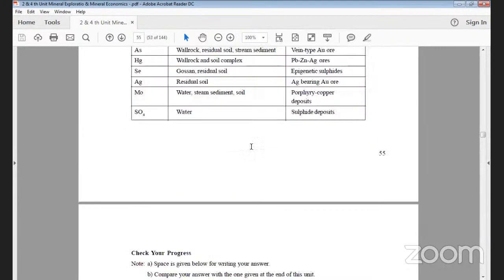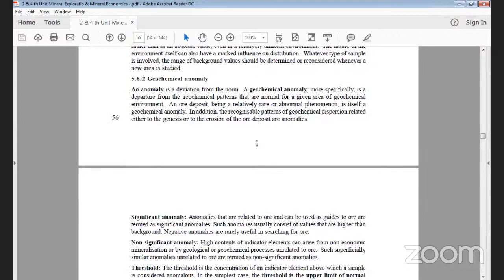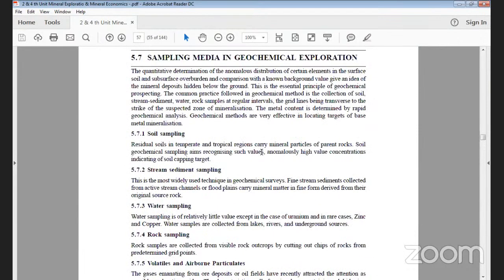That is all what we have seen. Geochemical normal background values we have also discussed, and geochemical anomaly also. Here there are various sampling media we will collect for geochemical exploration. The quantitative determination of the anomalous distribution of certain elements in the surface soil and subsurface overburden, and comparison with a known background value, gives an idea of mineral deposits hidden below the ground. It is an essential principle for geochemical prospecting.